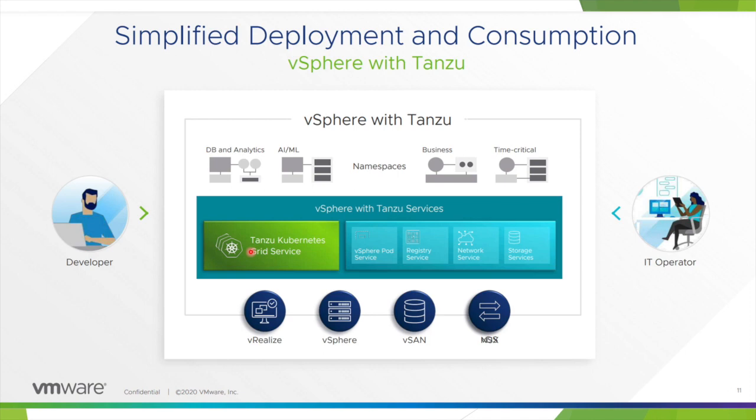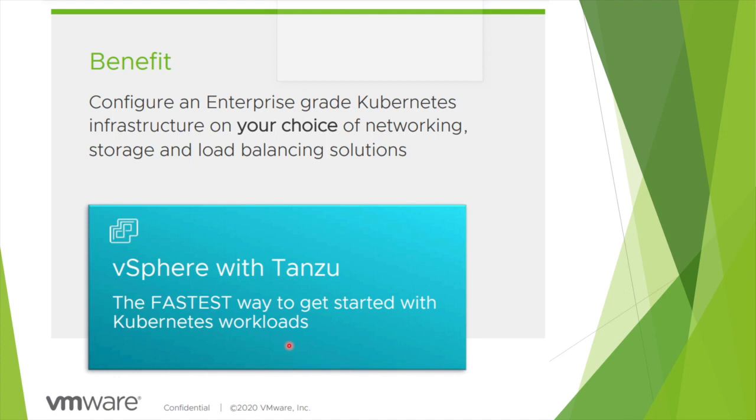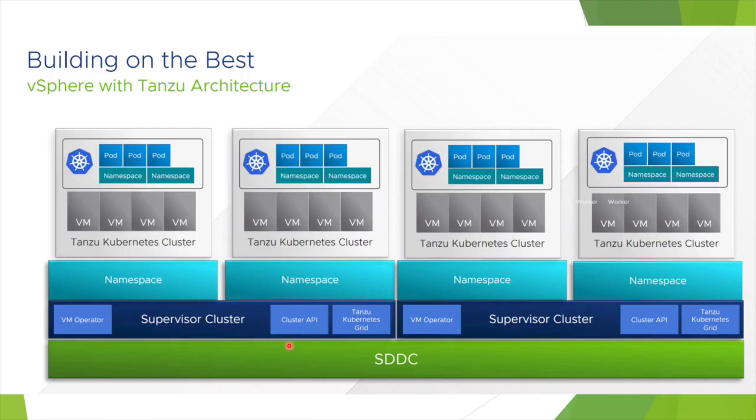So this is the same slide again, which we briefly looked at in a different fashion, but it says vSphere Tanzu here now instead of VCF, which is the Cloud Foundation. The only thing you will see is we need to have the vSphere Tanzu services baked in. Obviously we have the grid here, and the grid services running. So, benefit: configure the enterprise grade Kubernetes infrastructure on your choice of networking, storage and load balancing solution. vSphere with Tanzu, the fastest way to get started with Kubernetes workload.